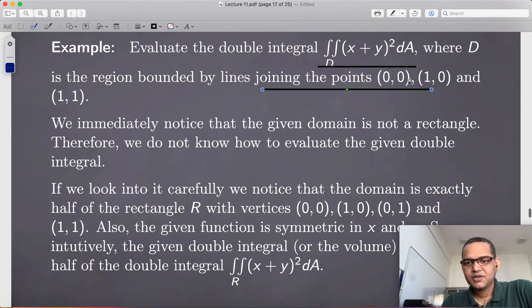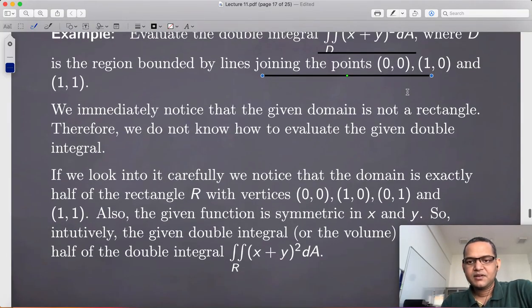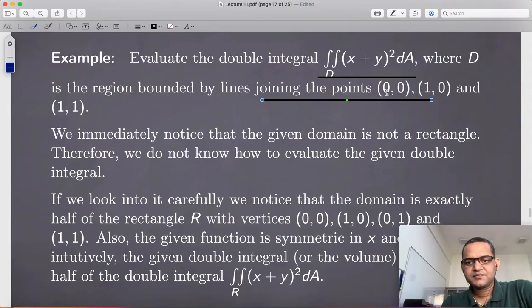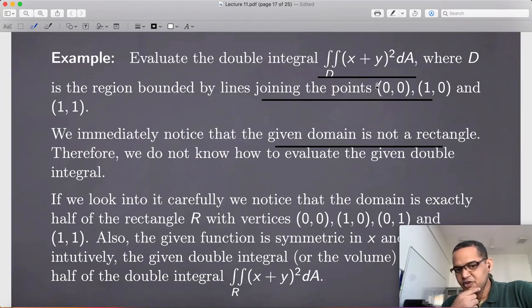Okay, so look at this. First we need to see the function is explicitly given. What is the domain? Look at the lines which join these 3 points. When I have only 3 points, I am not going to get a rectangle. So we immediately notice that the given domain is not a rectangle. That is the first thing, and so far we only know the double integral over a rectangle, isn't it? So this is a problem which doesn't look like, in a straightforward manner, what we know.